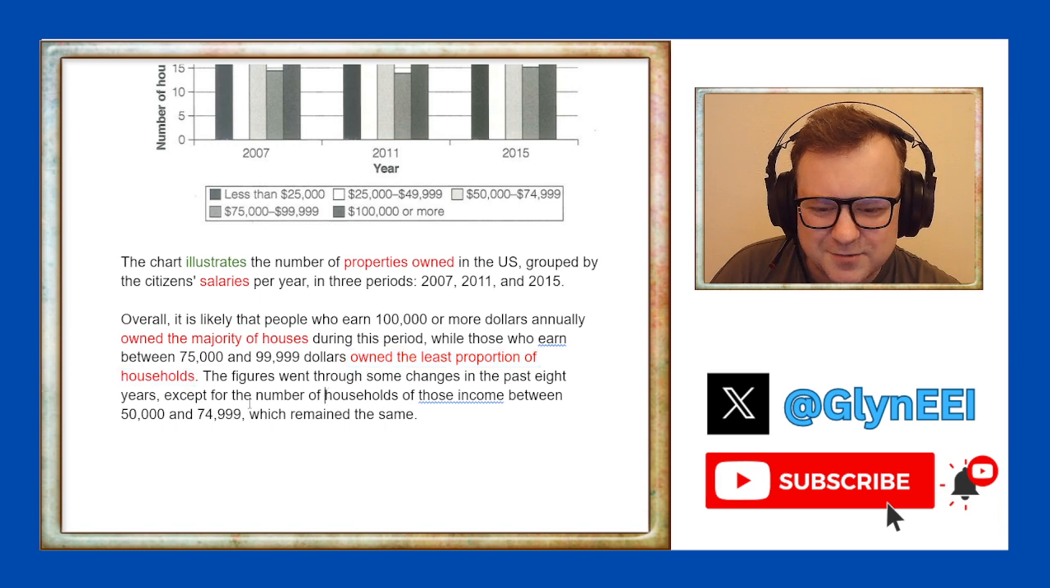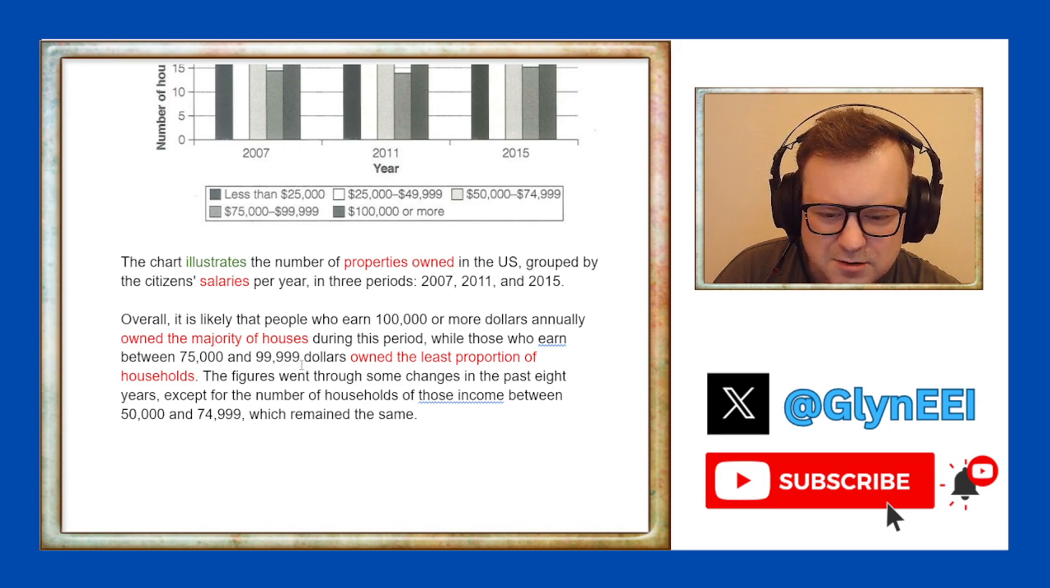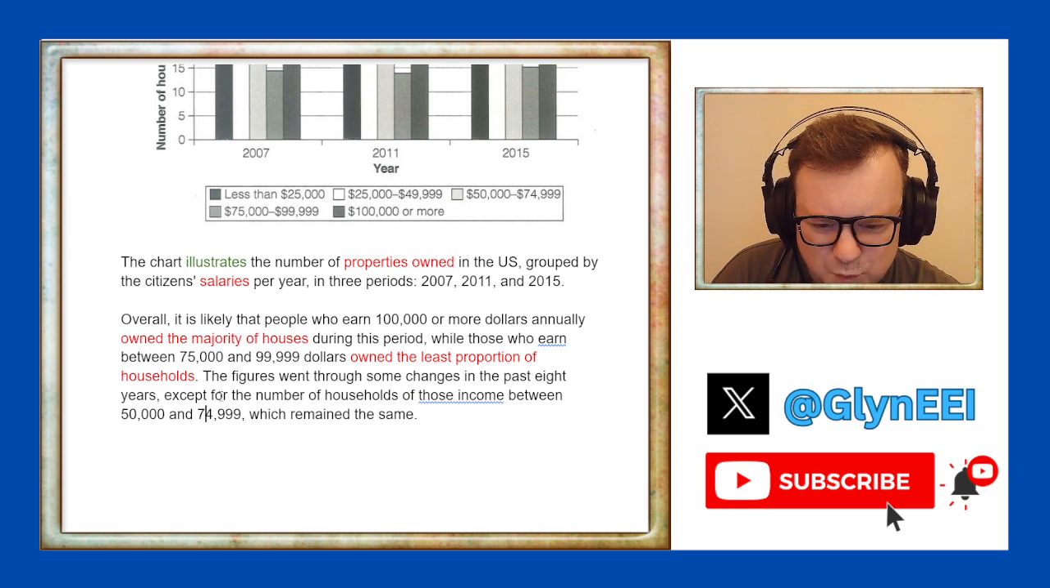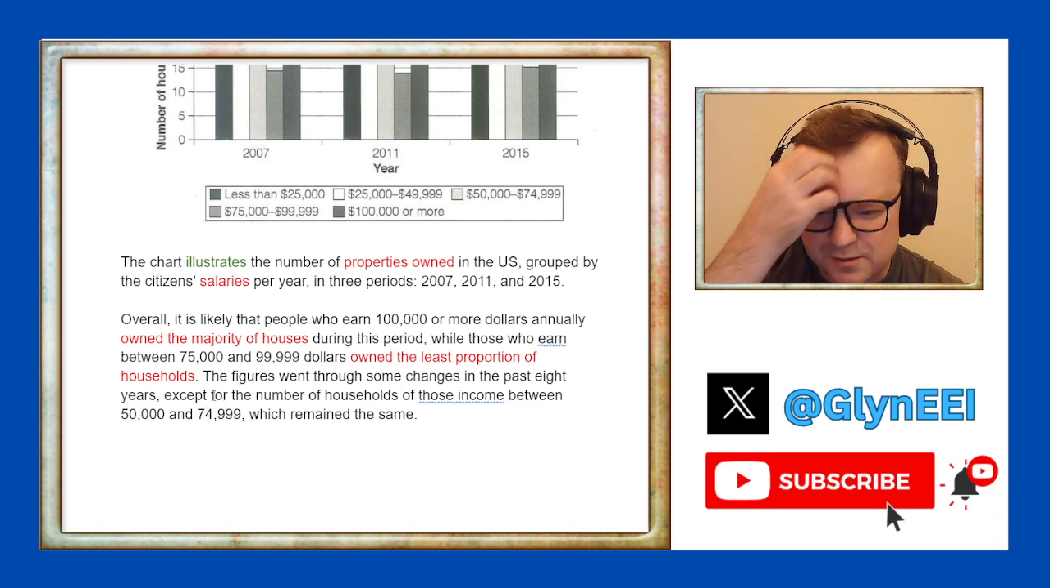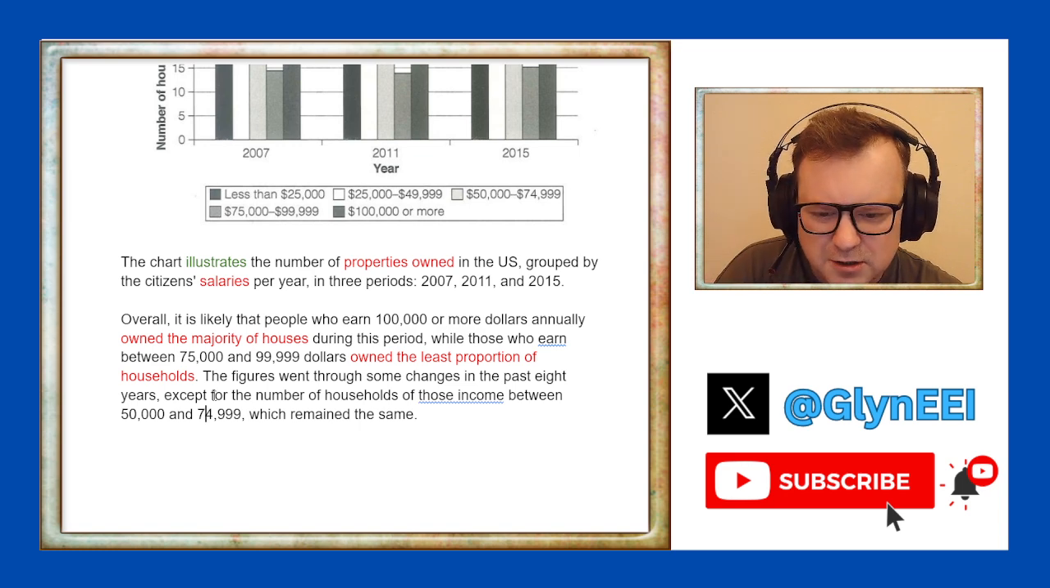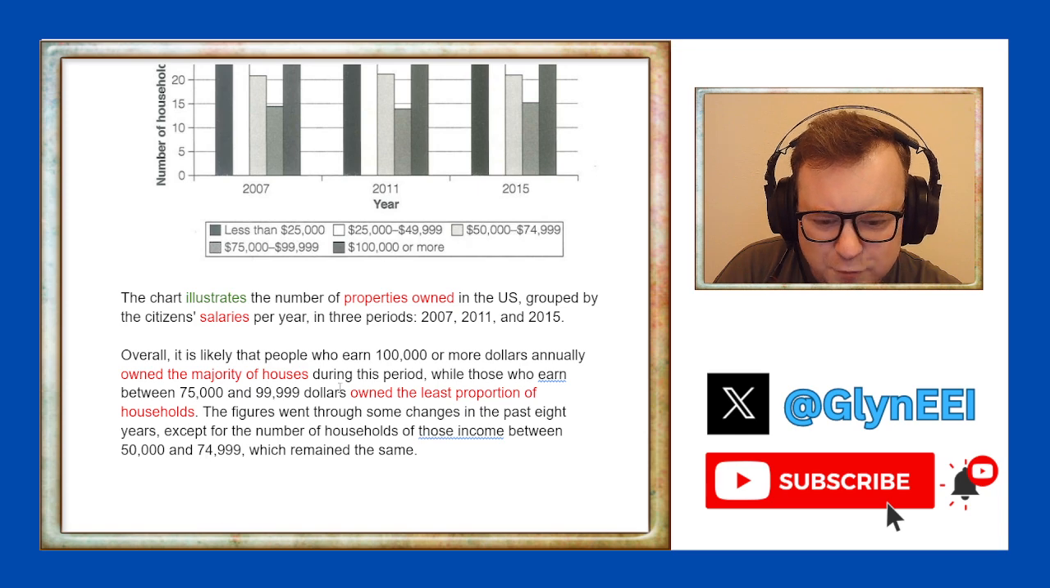So yeah, the figures went through some changes in the past 8 years, except for the number of households of those income between 50,000 and 75,000, which again, dollars. Just use the dollar sign or use USD, which remained the same. Okay, I kind of understand what they mean, right? Everything else changed except 50 to 75, which stayed the same.